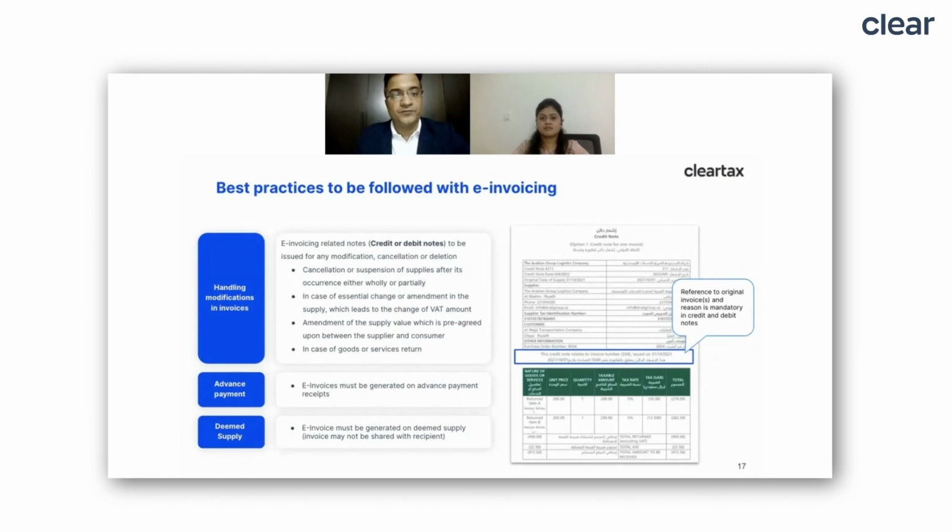Coming to the next, that is advance payment. You are required to generate an e-invoice for the advance payment. For the deemed supply, that is a nominal supply, you are required to generate an e-invoice for the deemed or nominal supply.